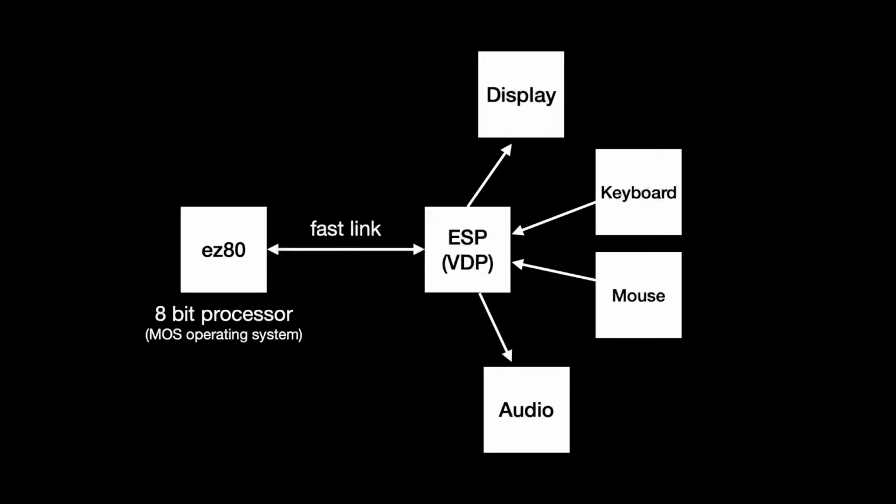I think the architecture is quite important to understand. We're going to be dealing with the ez80 processor, but this talks to another co-processor which handles all the inputs, such as the display, the keyboard, the mouse, and any audio output. And there's a very fast link between the two.